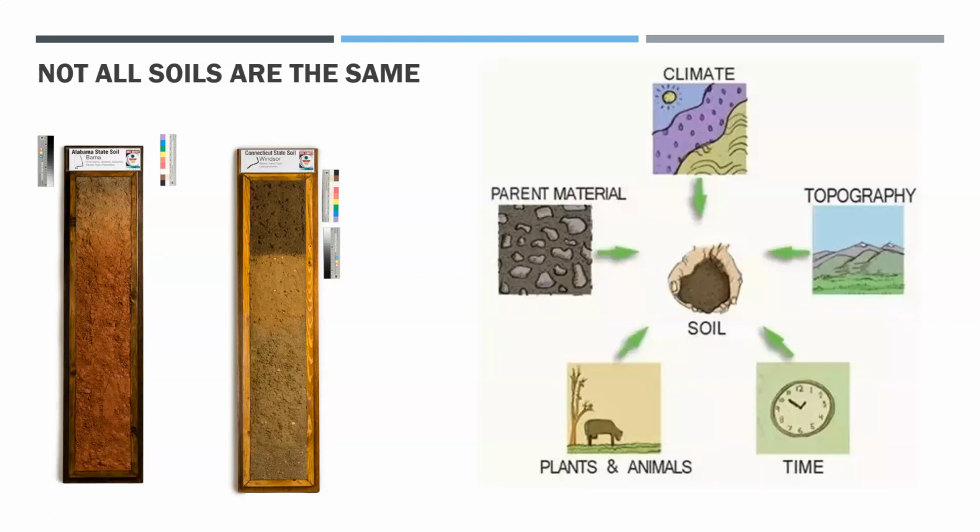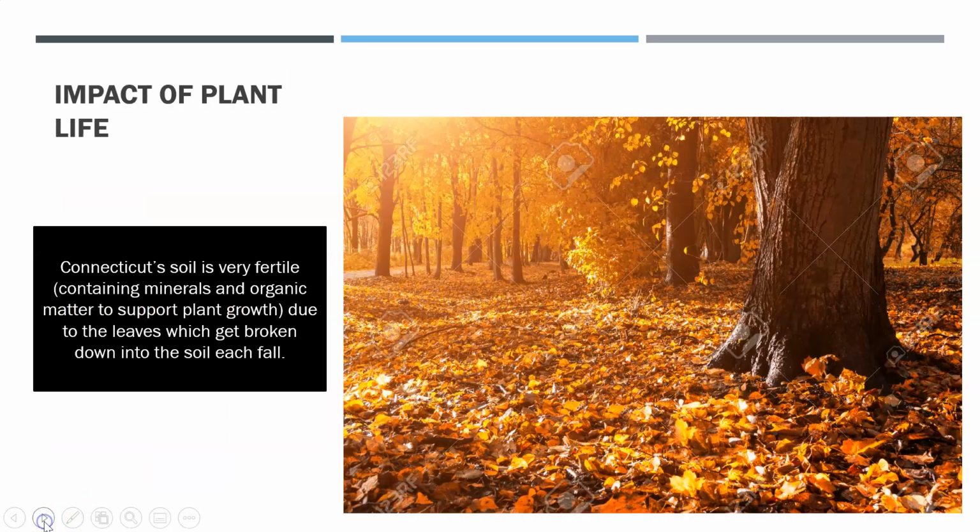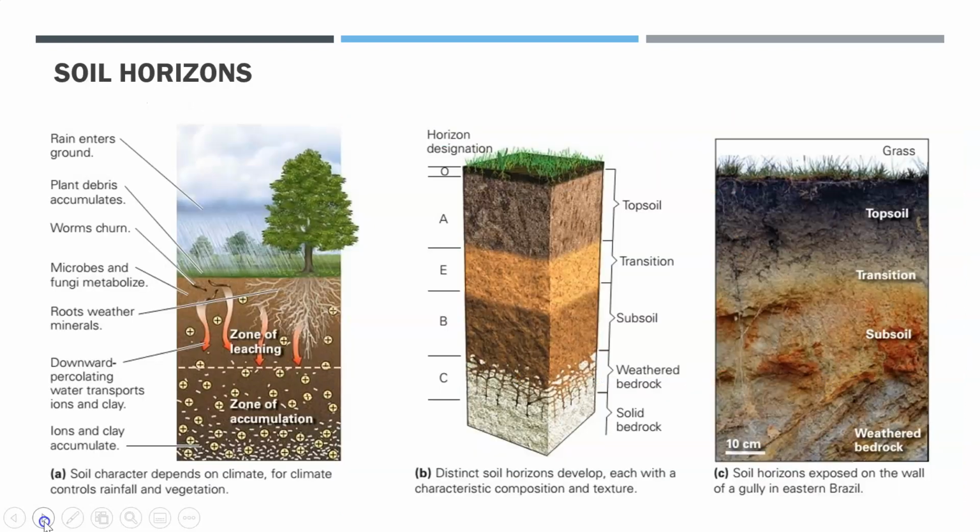And then again, we're back to the parent material. So the type of bedrock that you start with determines the composition of the soil. So this is what determines the types of minerals you can have in your soil. So for example, Connecticut is in a deciduous forest, the temperate seasonal forest. Our soil is very fertile because we have these seasonal changes of the leaves falling, which get decomposed because of our warm temperatures and higher precipitation, which recycles those nutrients back into the soil.